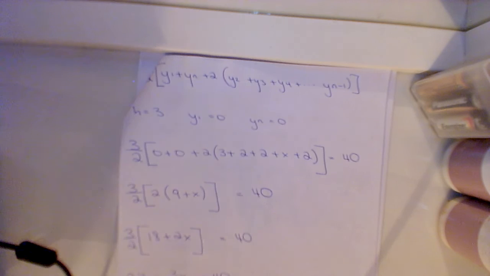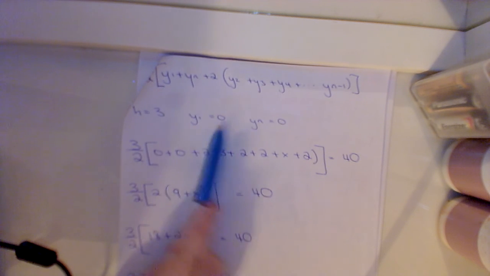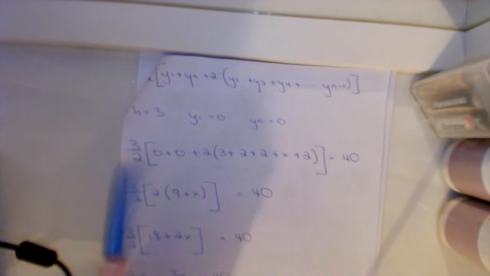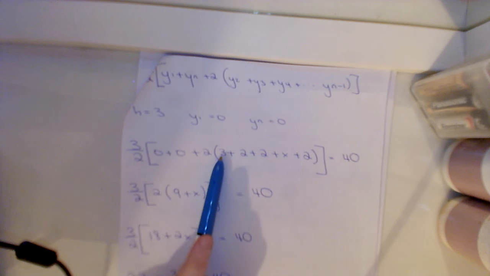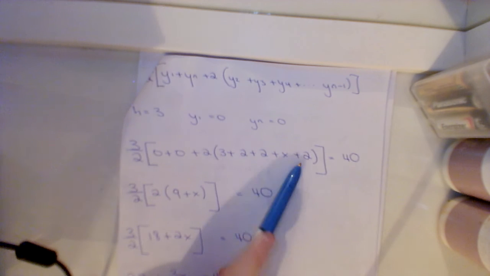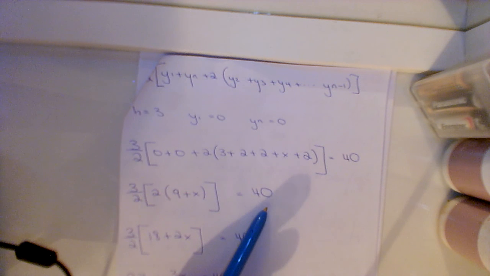Question 3 then, here's my formula. My h is 3, my y1 is 0, my yn is also 0. So I'll have 3 over 2 bracket 0 plus 0 plus 2 times 3 plus 2 plus 2 plus x plus 2, that's equal to 40. Then I'll have 3 over 2 bracket 2, and when I work this out, I can't add my x's to my number, so I'll be left with 9 plus x, and that's equal to 40, my answer which I was given at the start of the question.